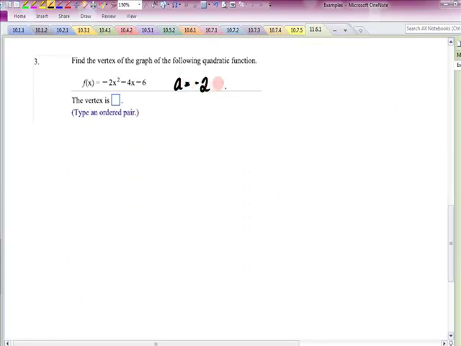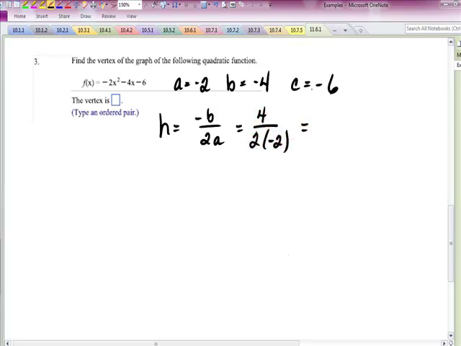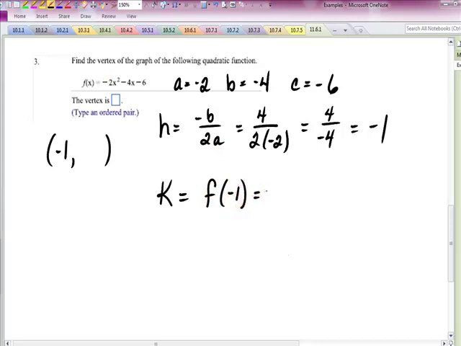Number 3. A is negative 2, B is negative 4, C is negative 6. H is negative B over 2A. Opposite of B, that's going to be the opposite of negative 4, which is 4, over 2 times negative 2. That gives me 4 over negative 4, which is negative 1. The h of the vertex is negative 1. Let's find k. We're going to plug in negative 1 into the function. It is the function evaluated at negative 1.